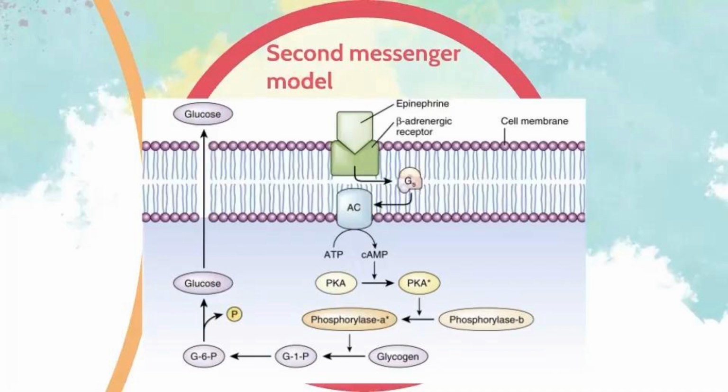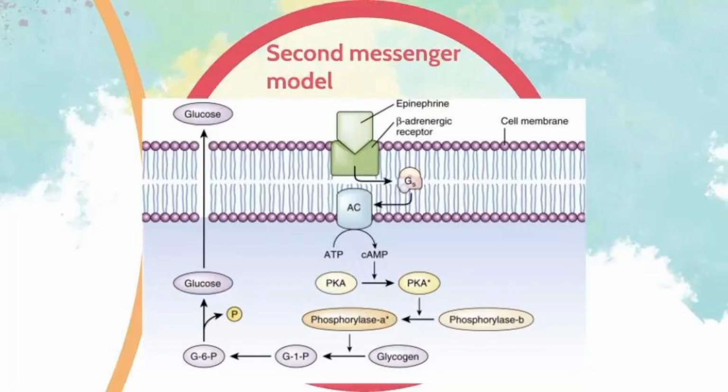The cyclic AMP binds to the protein kinase A, which then is activated. This can then activate phosphorylase kinase enzymes, and these can then activate glycogen phosphorylase enzymes, which go on to catalyze the breakdown of glycogen into glucose. So remember, this process is called glycogenolysis, and this results in an increase in blood glucose levels.